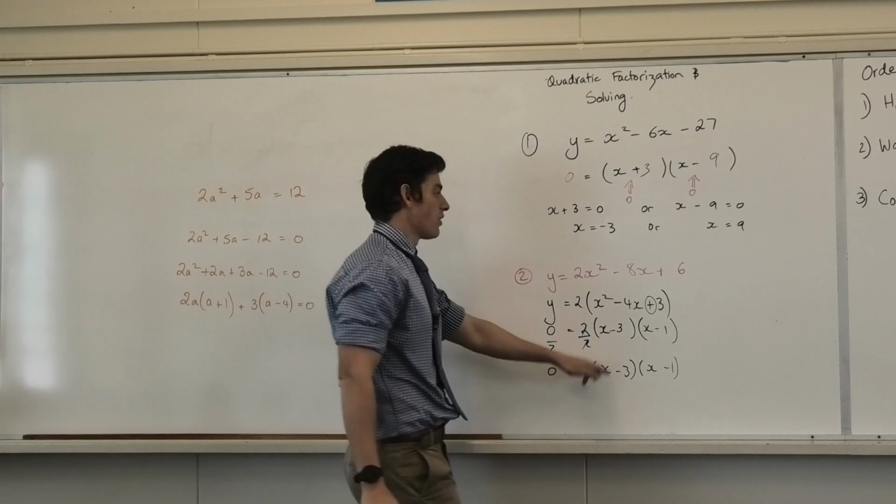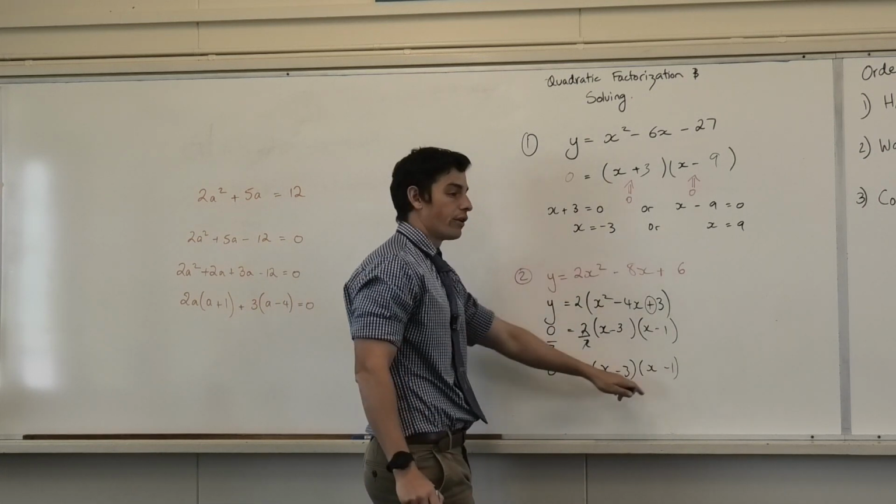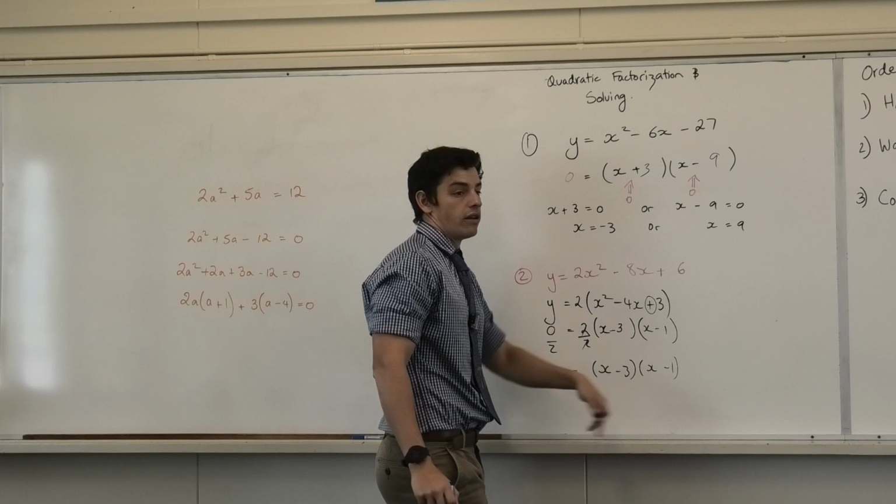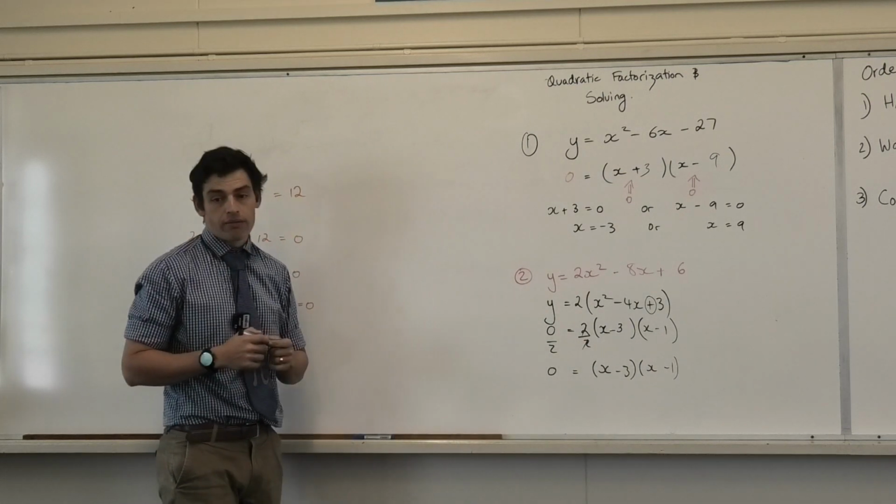I can clearly see now that I've done this a couple of times that x has got to equal 3 or x has got to equal 1. The more you do this, the more fluid it will get.